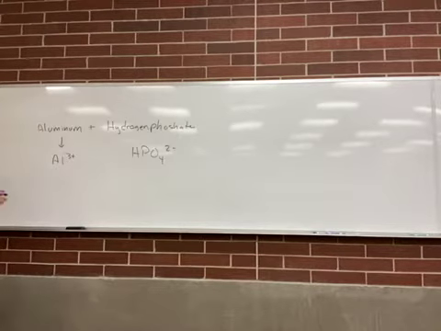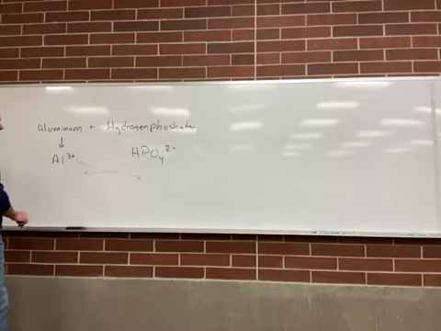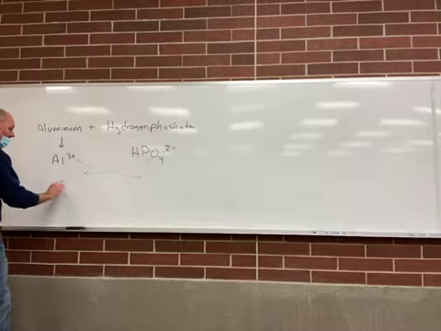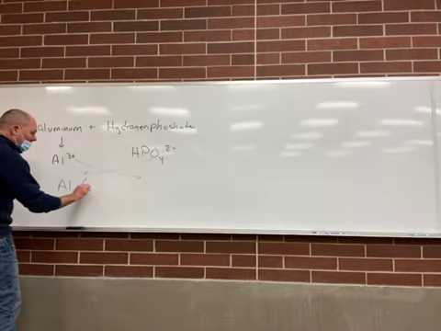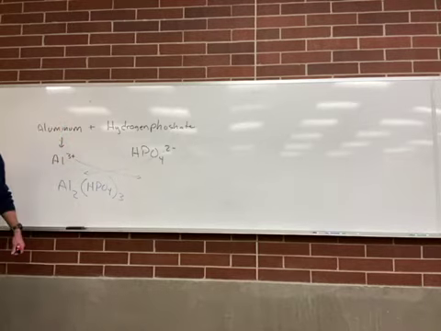So now when I do my cross multiplication, I'm going to end up with Al2(HPO4)3. And that's the structure for aluminum hydrogen phosphate. Okay?